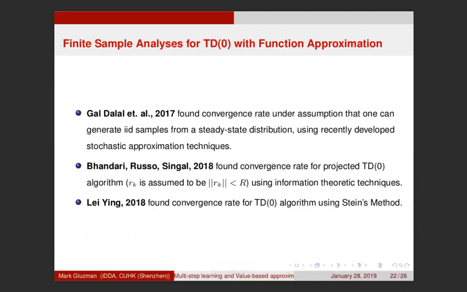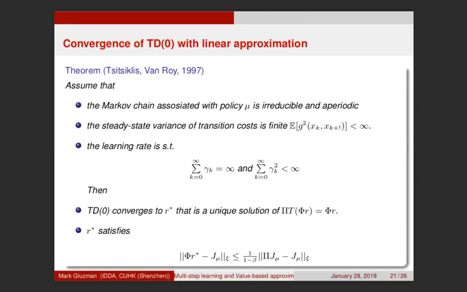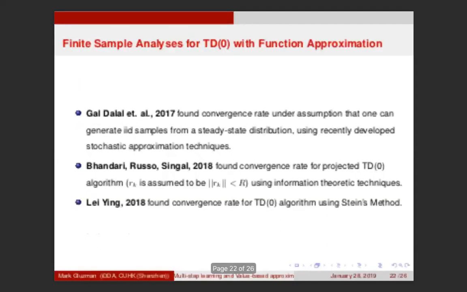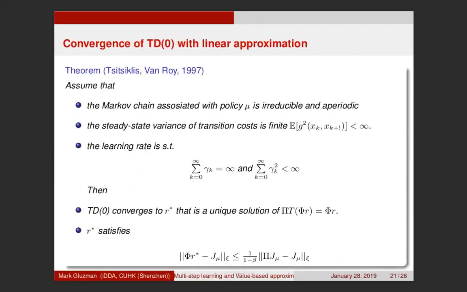Okay, I guess this will be my last slide. Of course, the convergence proof of this TD0 algorithm with linear approximation was given 20 years ago. But a finite sample analysis for this algorithm is basically ongoing research. What I mean by finite sample analysis is how many finite time steps you need to get to some error.